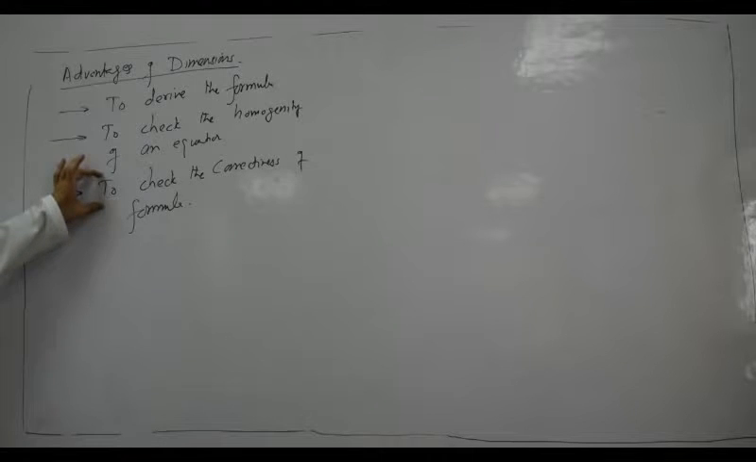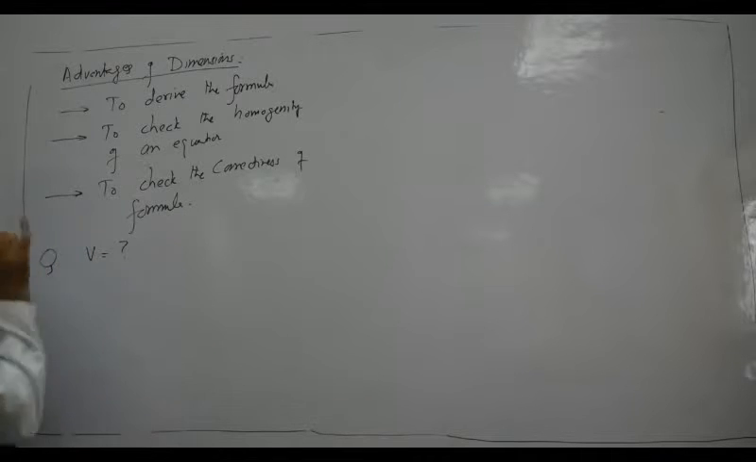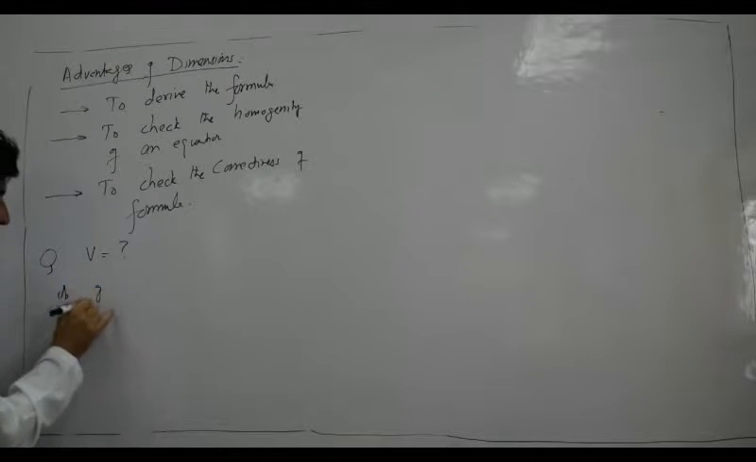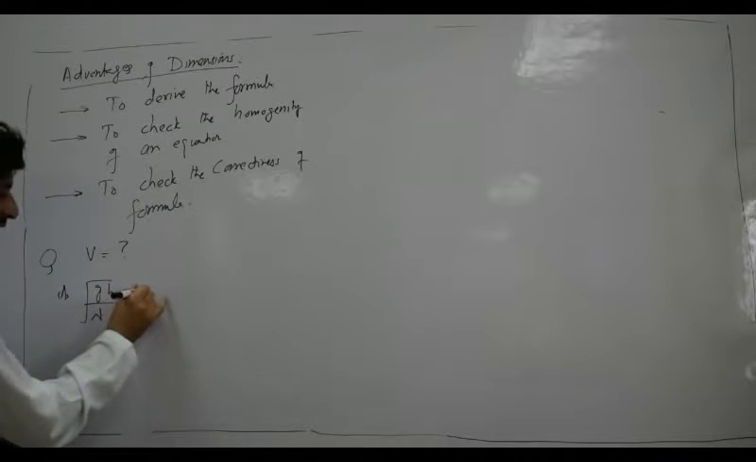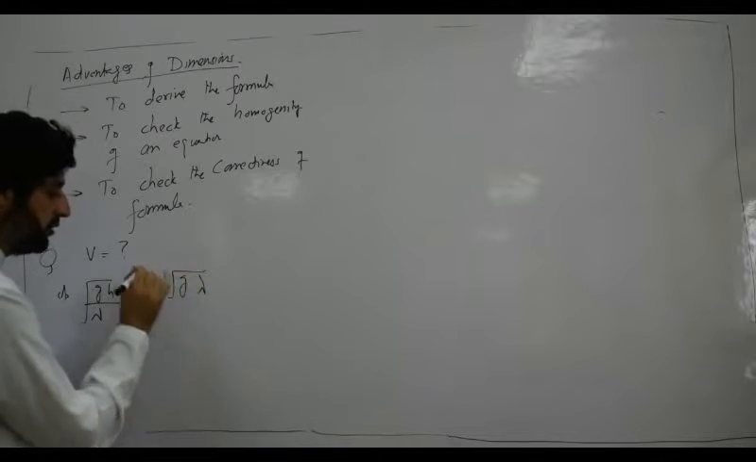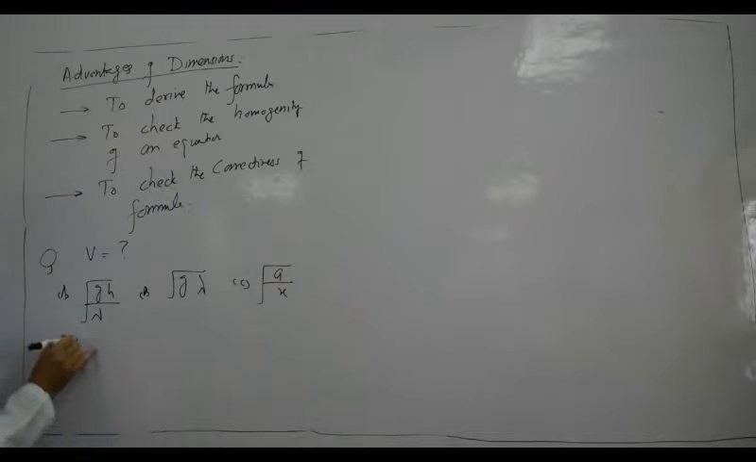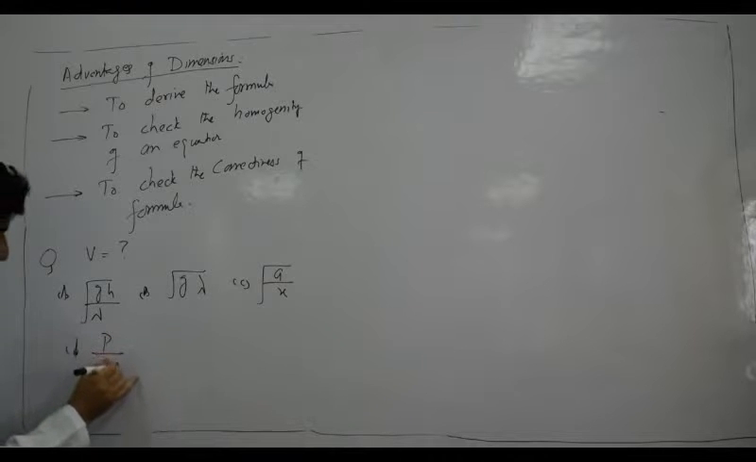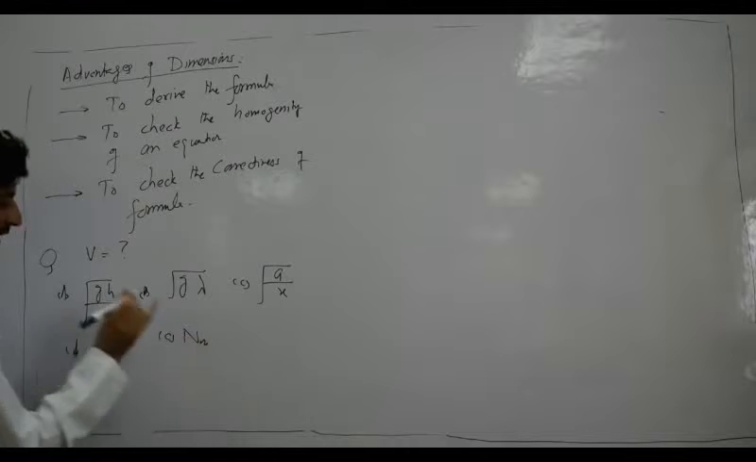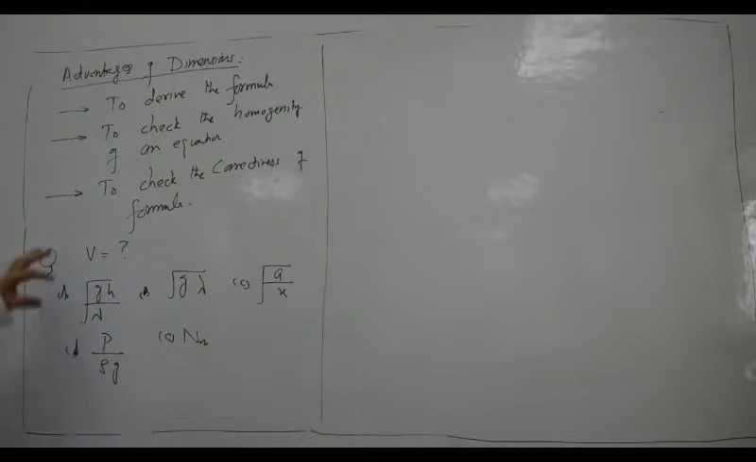Look at the third one, to check the correctness of a formula. For example, if we have a question that what is the formula for the speed, look at option A. Option A is square root of GH by lambda. Option B is square root of G lambda. Option C is square root of A by X. Option D is square root of P by rho G. Option E is none. Okay, so we have to check what is the correct formula for the speed.